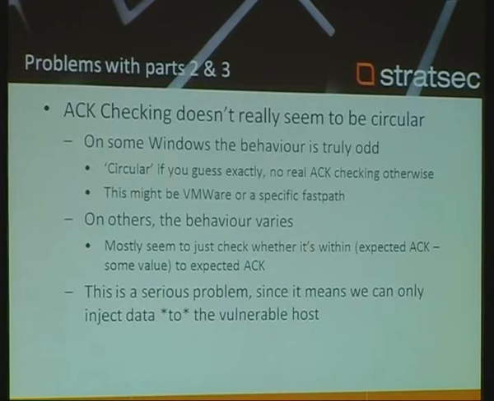So this seems really kind of just dodgy and unreliable. I'm not sure why my computer is different. It might be that it was scanning from within VMware, or it might be a specific fast path. I'm not quite sure. But essentially, over the network, this circular ACK checking doesn't exist. On one hand, this makes it easier. We don't need to send 2 ACK packets for every sequence number we're testing. So if we're only looking to inject data to the vulnerable machine with sequential IP IDs, this means we send half the packets that we would have to if the ACK checking was circular.